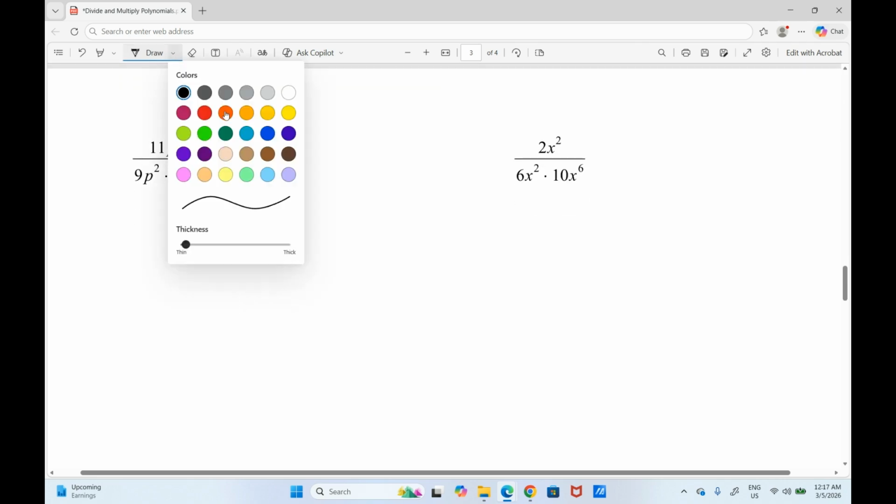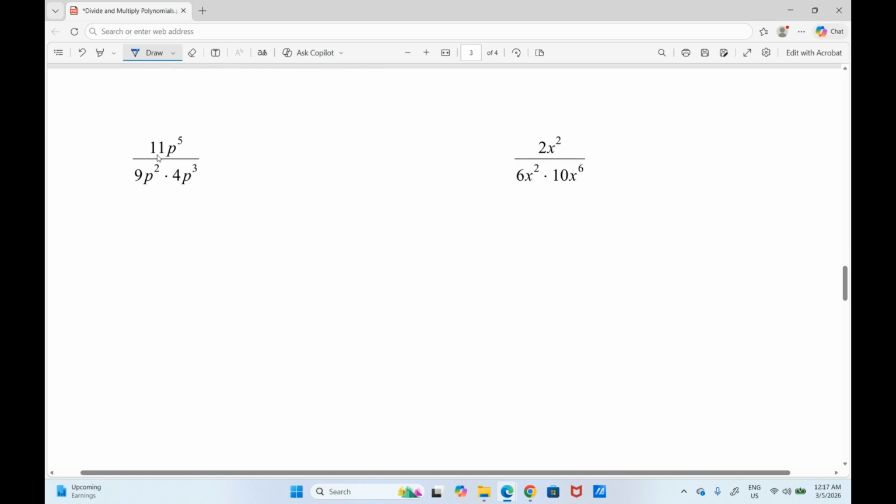Here I have 11 times p to the exponent of 5, and then on the bottom I have 9 times p to the exponent of 2 times 4 times p to the exponent of 3. So for this one, it looks like I can simplify the denominator first. So I'm going to go ahead and do that. I'm going to leave the top alone because it's already simplified. And I'm going to simplify the bottom.